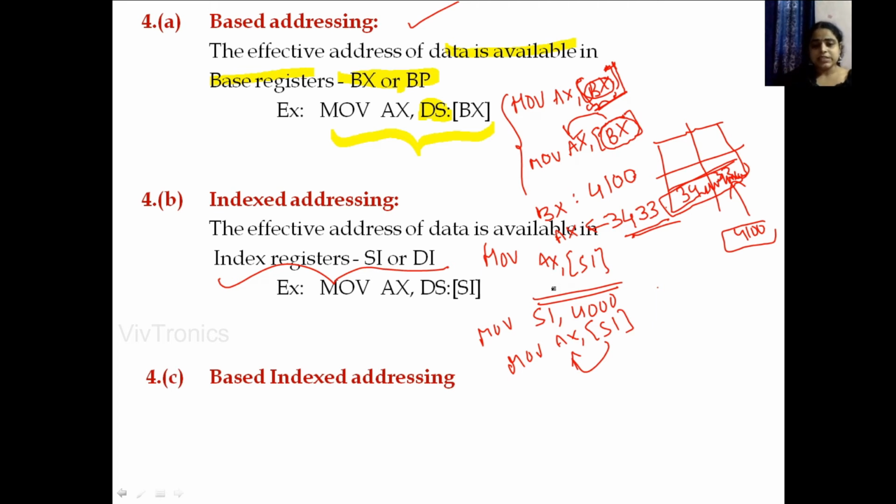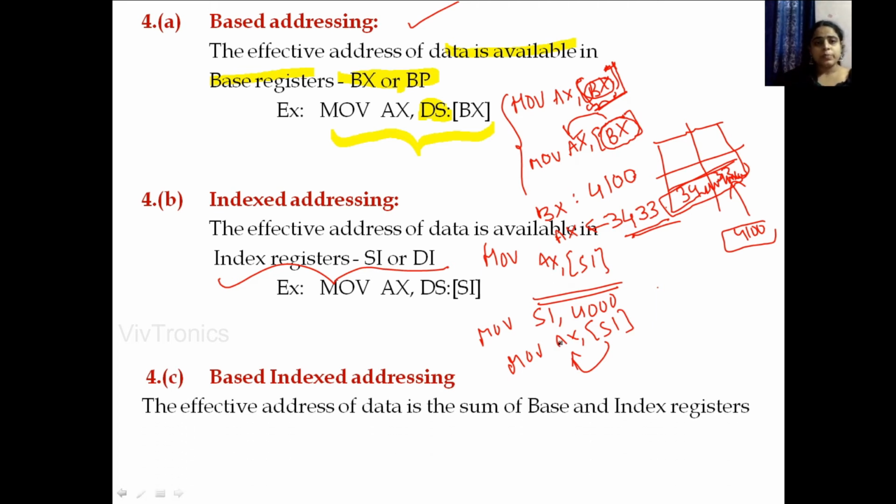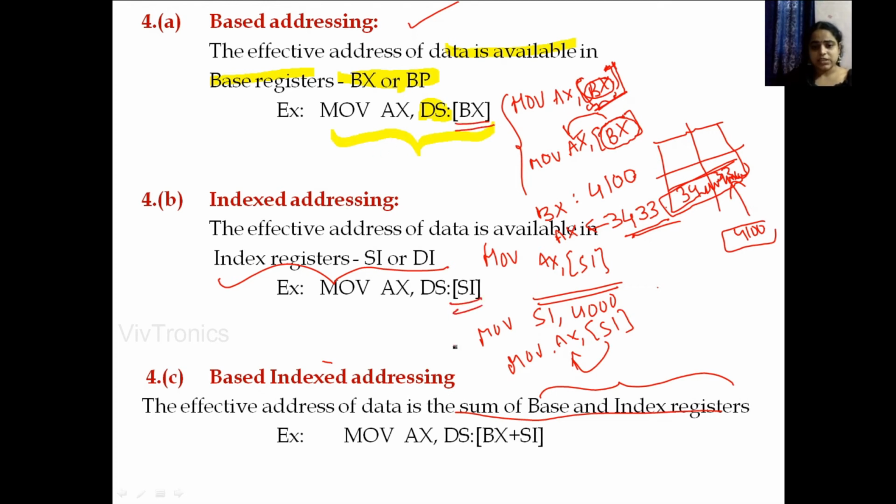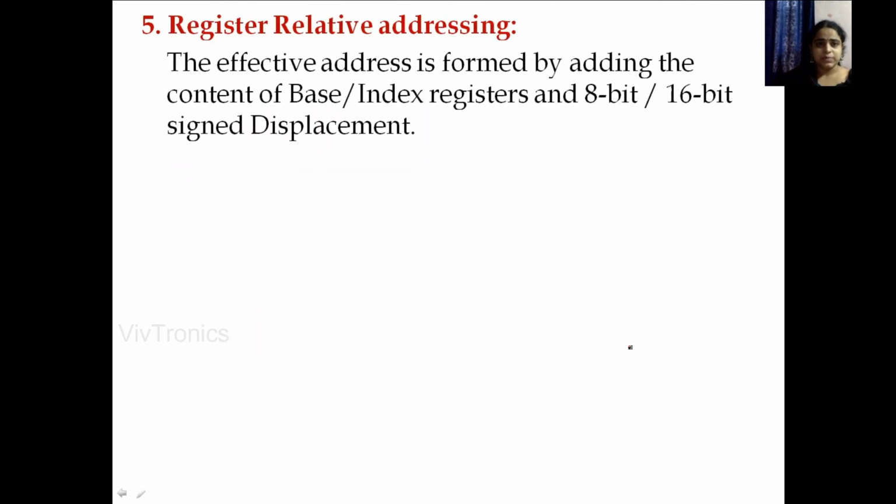And next, base indexed addressing means both base and index registers will be effective for the data. So the effective address of the data is the sum of the base and index registers. That means the memory location is represented by both the BX and SI registers. So this is the example. Okay, so this is the register indirect addressing mode. Next one is register indirect addressing mode with displacement.